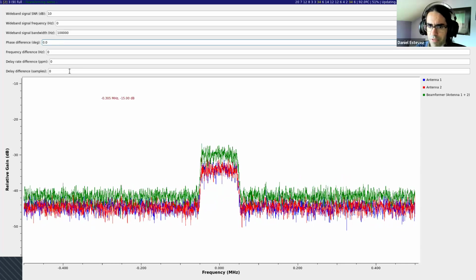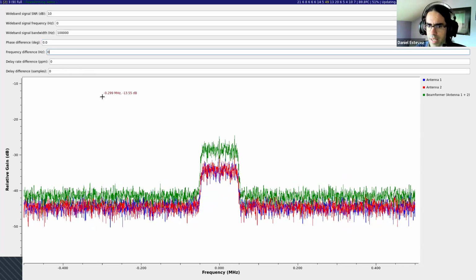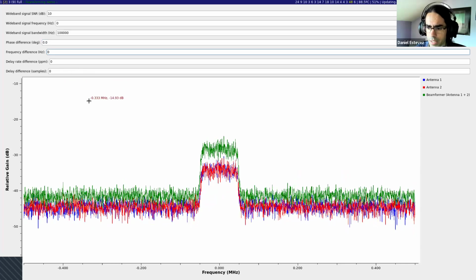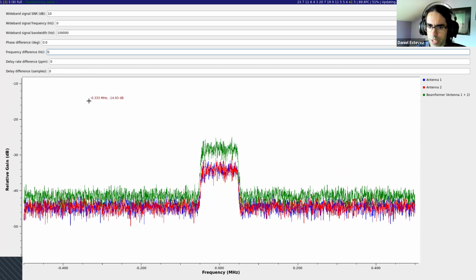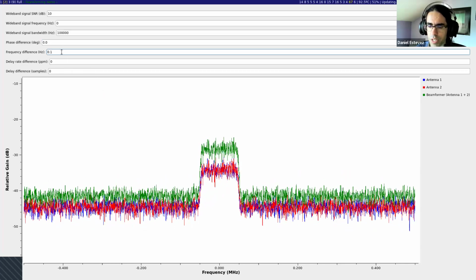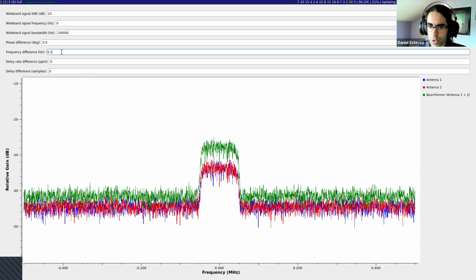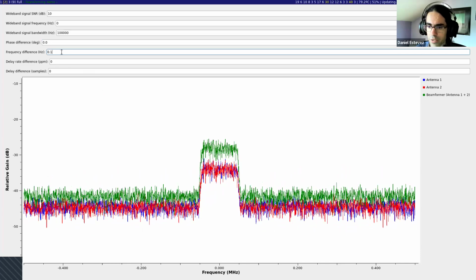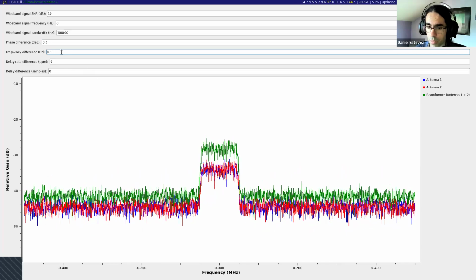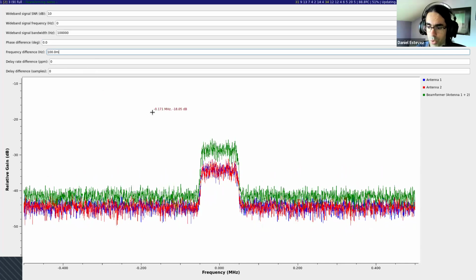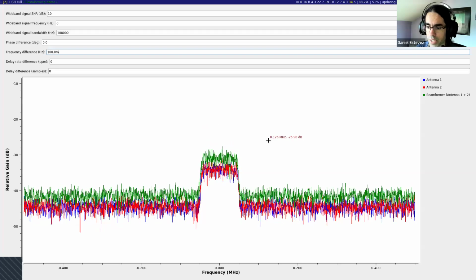So that's what happens with the phase difference. What happens with the frequency difference? It's pretty much the same thing, but changing over time. So for example, I'm going to set the frequency difference of 0.1 Hertz. And that means the phase is going to do one rotation every 10 seconds. And we will see the thing I was showing repeating in time every 10 seconds.